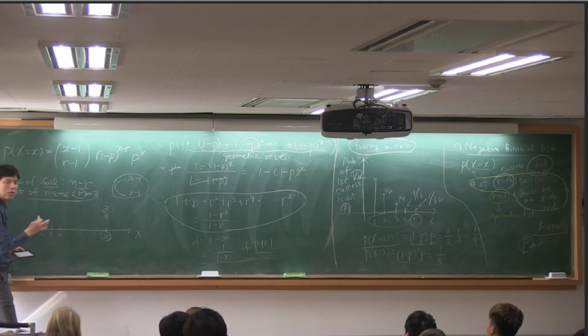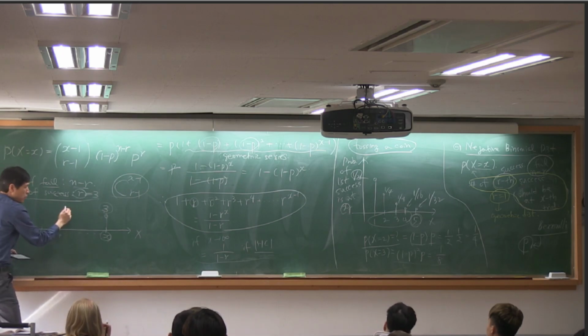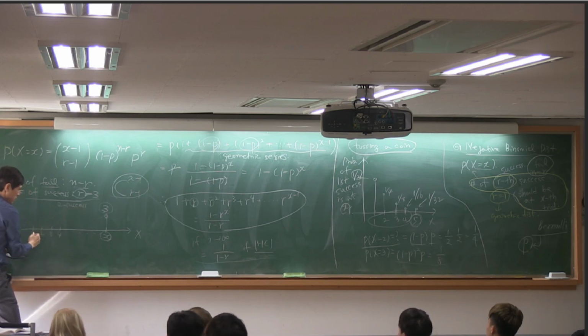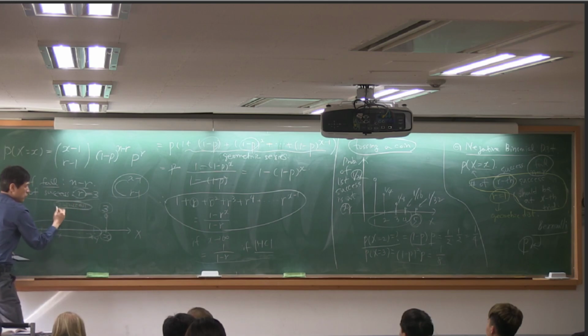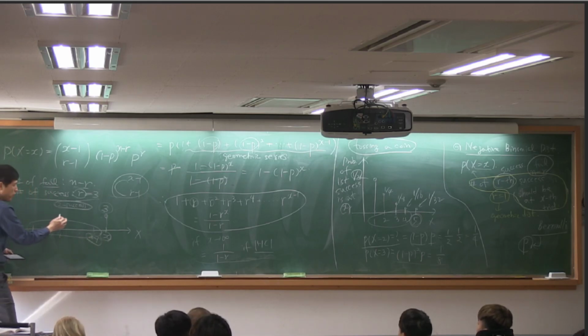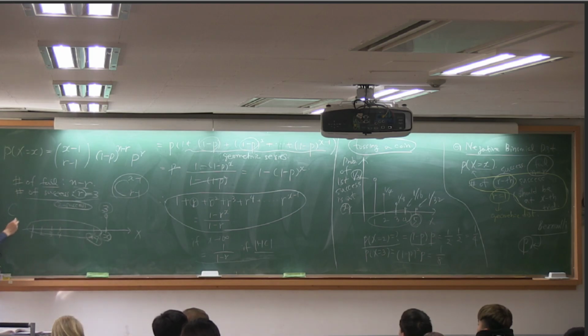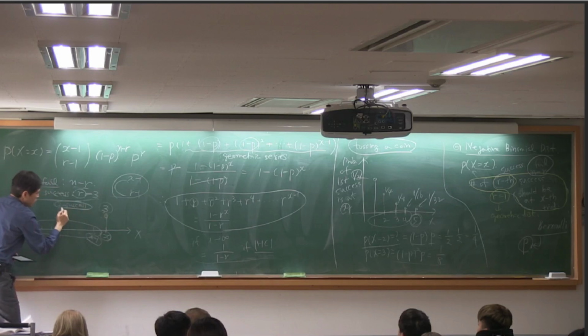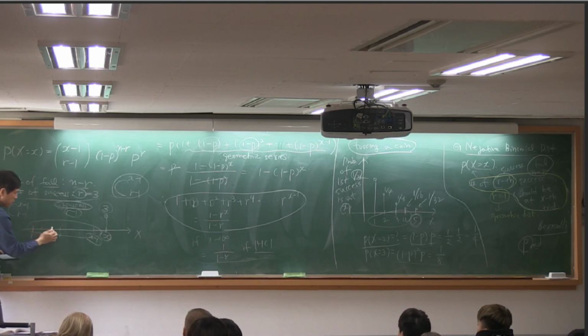That means we don't care about the others. There should be another two successes before that, somewhere between trial 1 and x minus 1. We don't care where the successes are among the first x minus 1 trials. So the combination is x minus 1 choose r minus 1, where r minus 1 is the remaining successes. They can be anywhere.